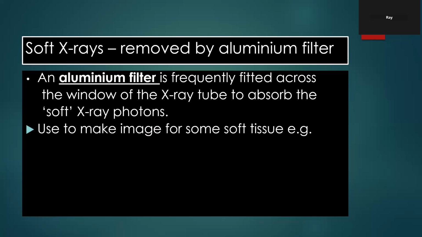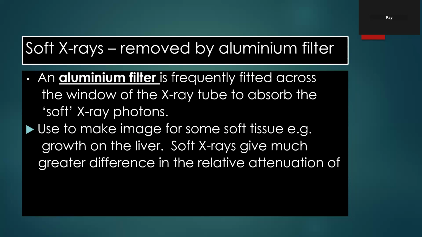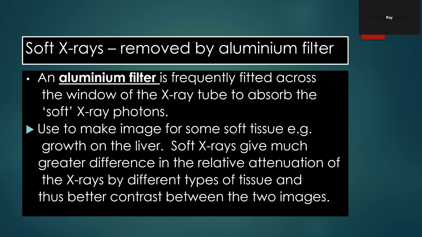Used to make images for some soft tissue, for example, growth in the liver. Soft X-rays give much greater difference in relative attenuation of X-ray by different types of tissue and thus better contrast between two images.